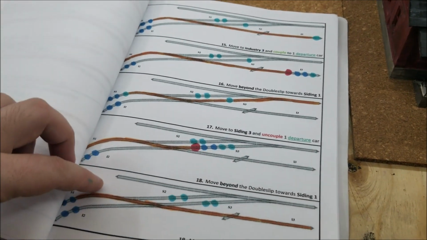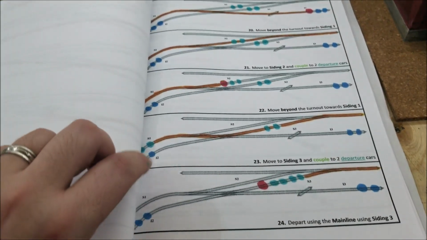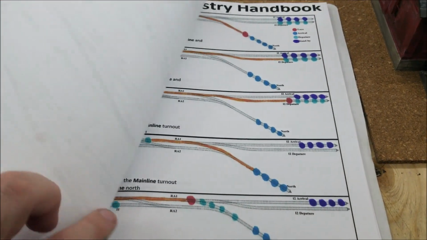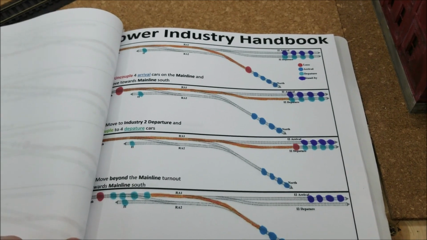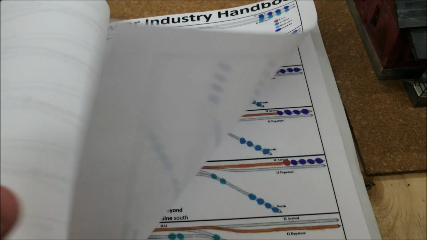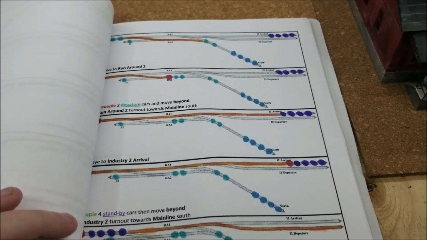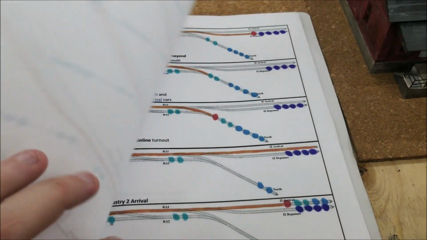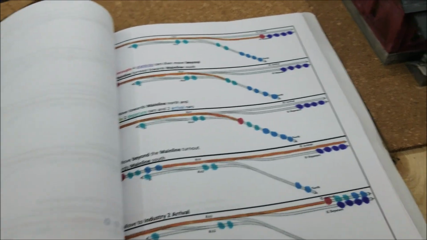So that's just the upper industry set. You drop off some cars, keep coupling, and that kind of stuff. Then with the lower industry, it's the same thing, just with the instructions and everything, pretty much the same. It gets a little different because you have the standby cars.